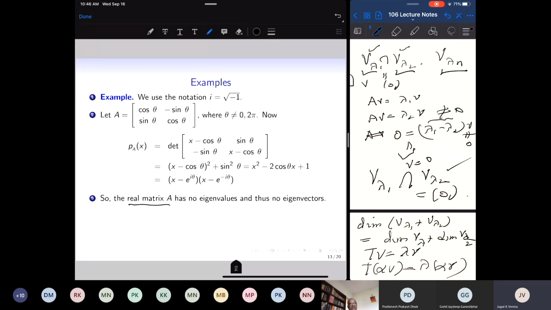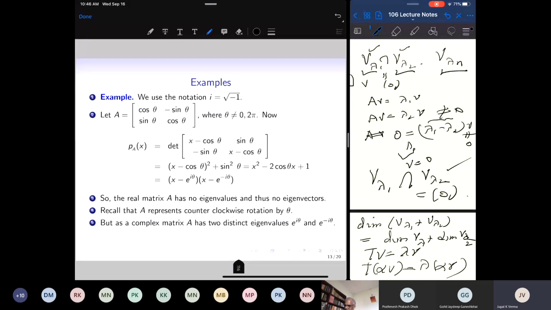Eigenspaces: if I have an eigenvector v, then Av equals lambda v. So the one-dimensional space, which is the linear span of v, is mapped to itself. But there is no line which is mapped to itself under the action of rotation by theta, where theta is not 0 or 2 pi. So this real matrix, which is the matrix of rotation by angle theta of R2 in the anticlockwise direction, has no real eigenvalue.